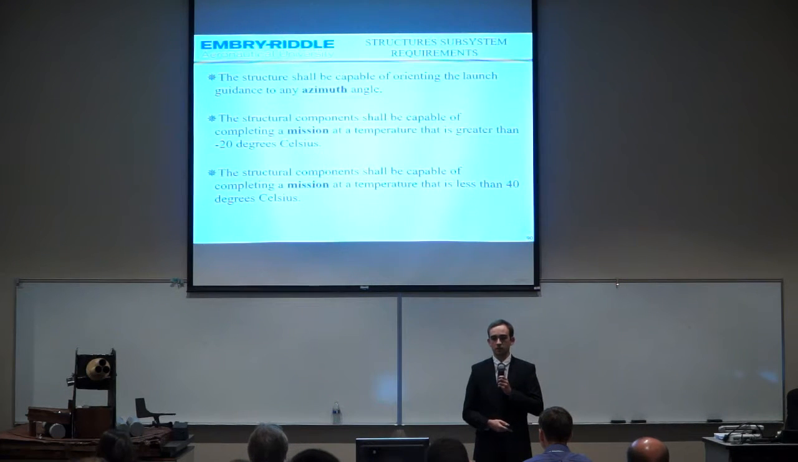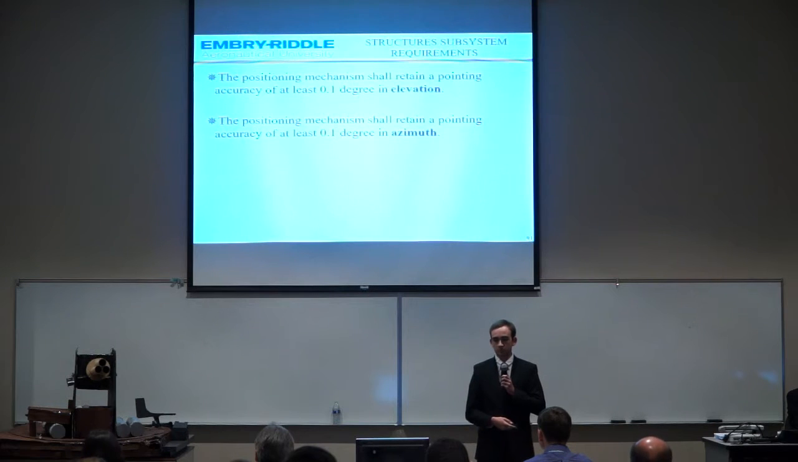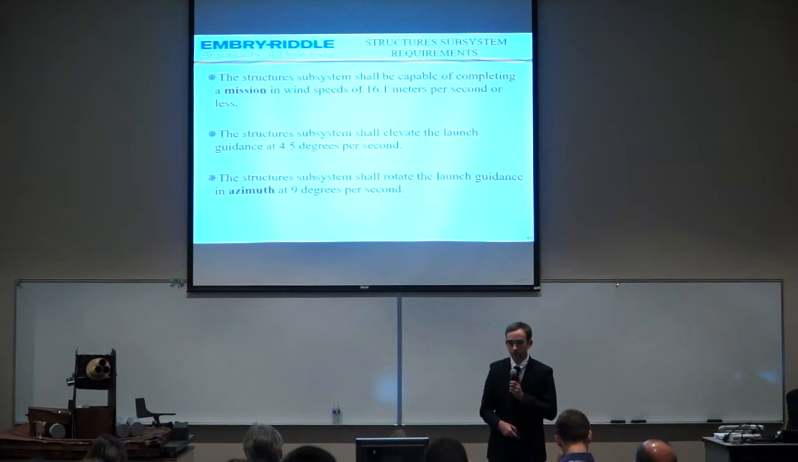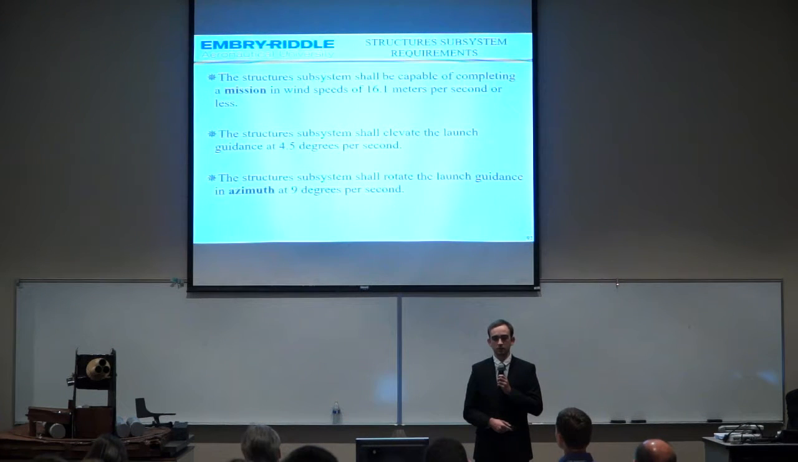The structural components shall be capable of completing a mission at a temperature that is greater than -20 degrees Celsius and less than 40 degrees Celsius. This is from our all-weather requirement. Positioning mechanism shall retain a pointing accuracy of at least 0.1 degree in elevation and azimuth. This came from the simulation as well, and this was compounded with our other errors to determine the max error we could handle and still hit our tertiary objective accuracy. Structure shall be capable of completing a mission in wind speeds of 16.1 meters per second or less. This is part of the all-weather requirement.